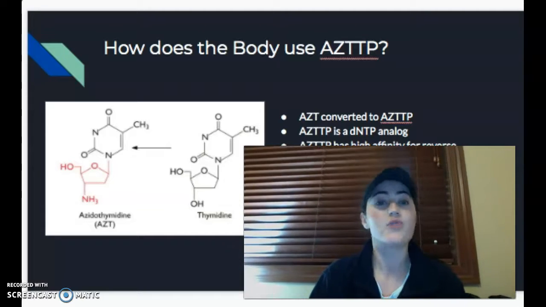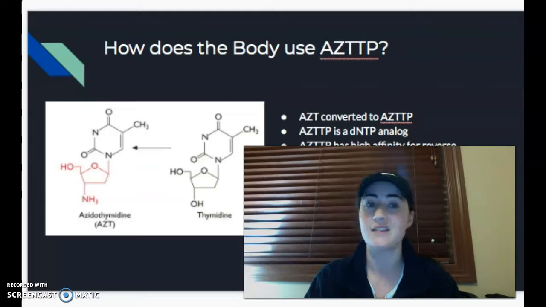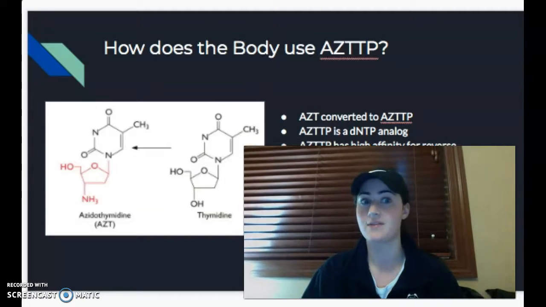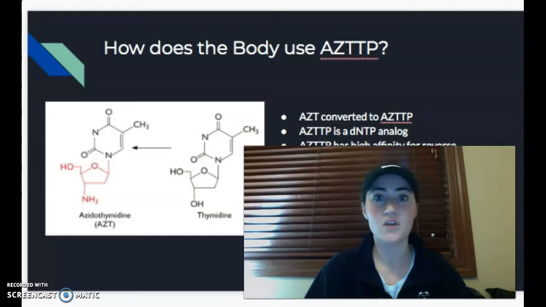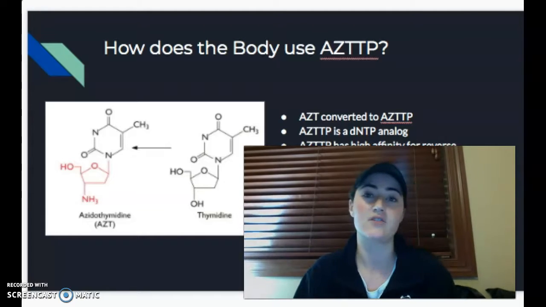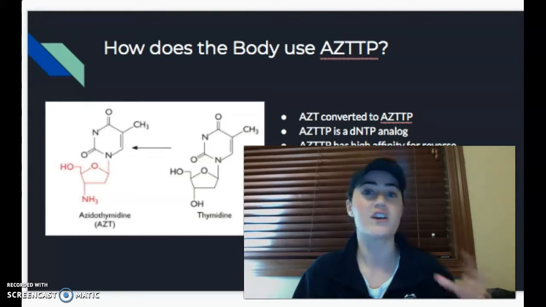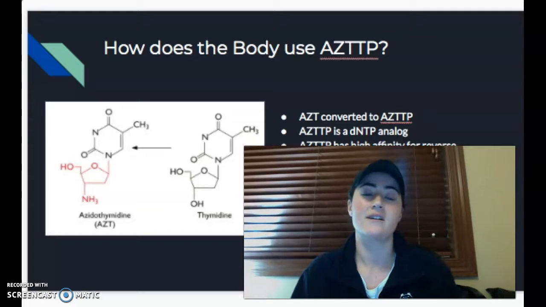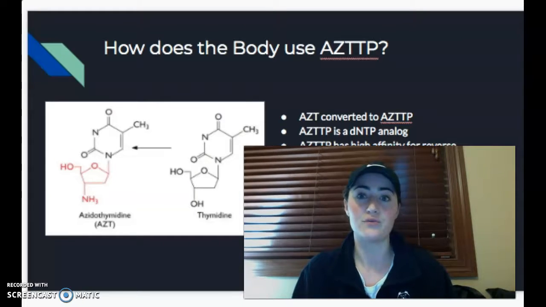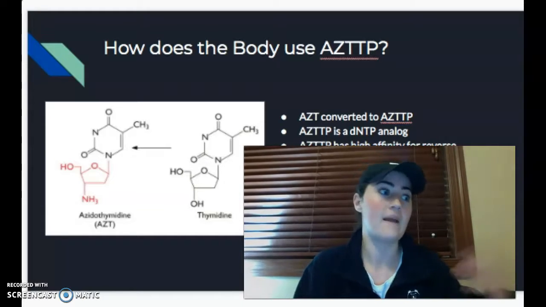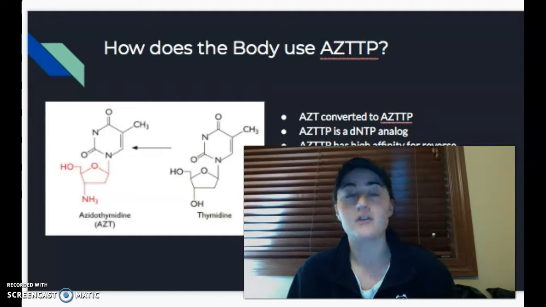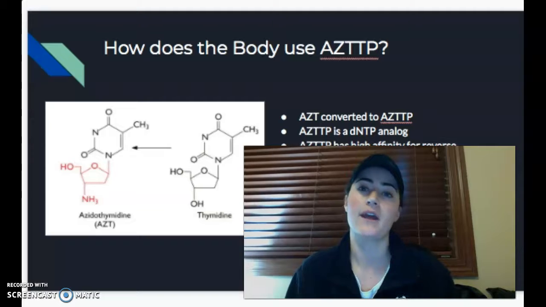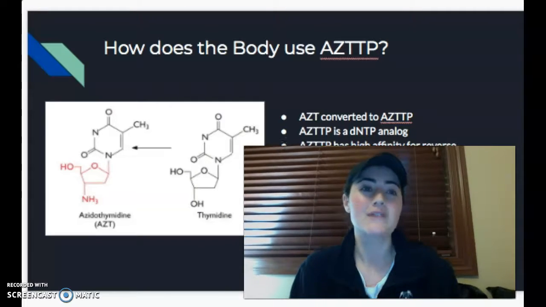And so when it's incorporated into the proviral DNA strand, it stops synthesis because you're not able to add another component or substrate to the DNA strand that's trying to grow. In turn, you're going to stop that synthesis, and the HIV is not able to make viral mRNA or proteins. So that's how it works.